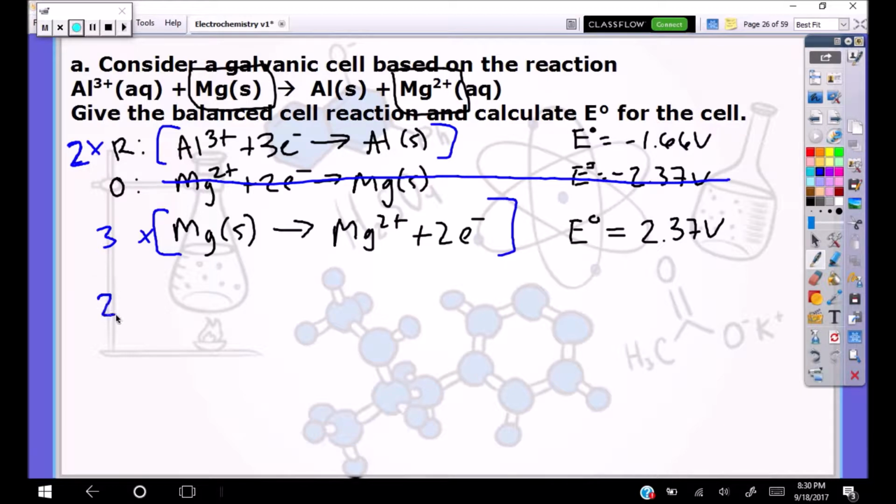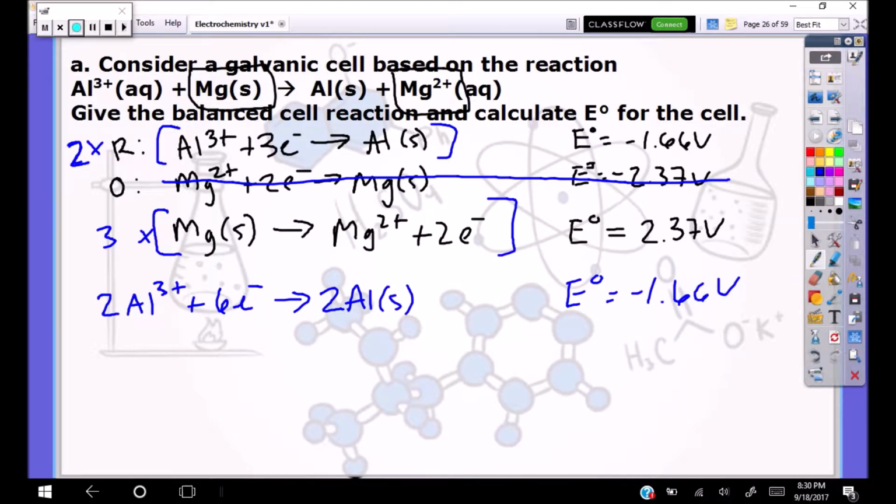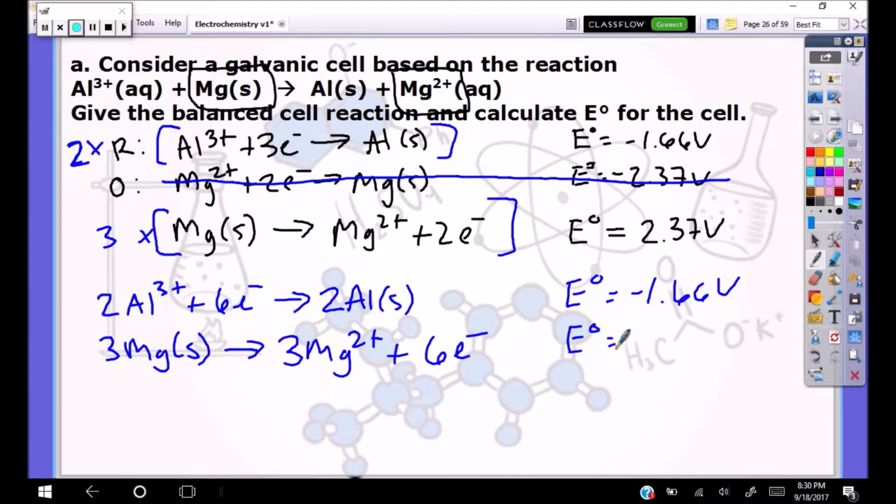So we have our balance, Al3+ plus 6e- gives us 2 aluminum solid. Remember that your cell potential does not get affected by multiplying, so it stays the same. We also have 3 magnesium solid and 6 electrons. Cell potential doesn't change. Okay, 2.37 volts. Make sure we got that point there.